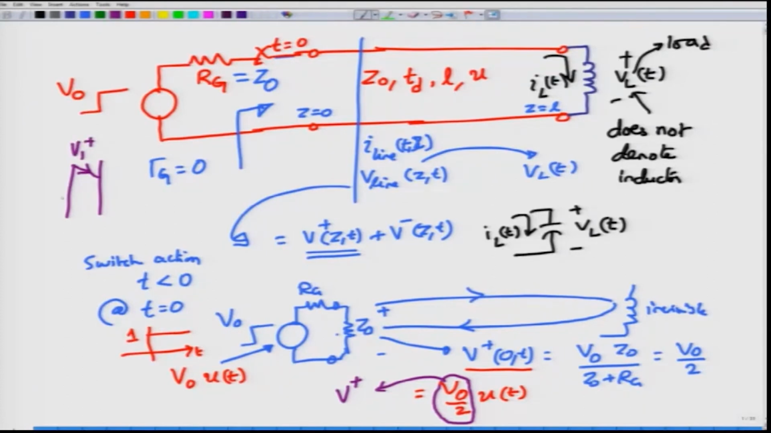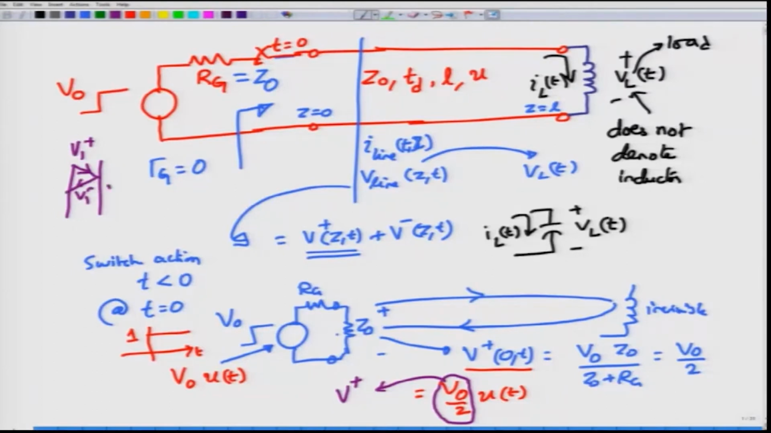However, the rest of the steps will not be the same, okay, and instead of V1 plus we call it V plus, because we know that there will only be a single reflection. So this V plus goes all the way to the load, and from the load gets reflected and comes back to the generator and will be absorbed later on. So V1 plus would travel, V1 minus would reflect back, okay.